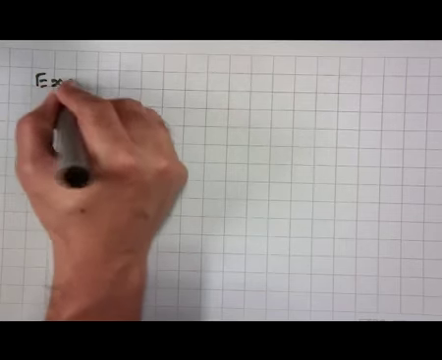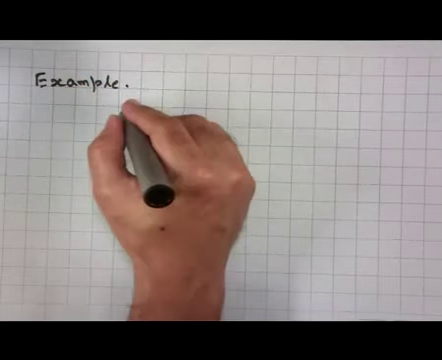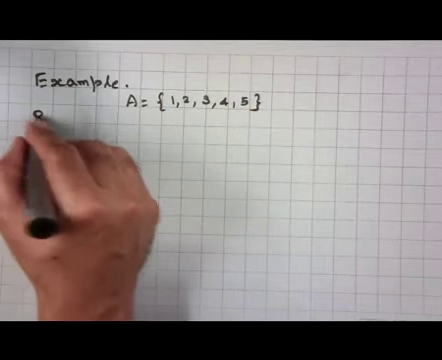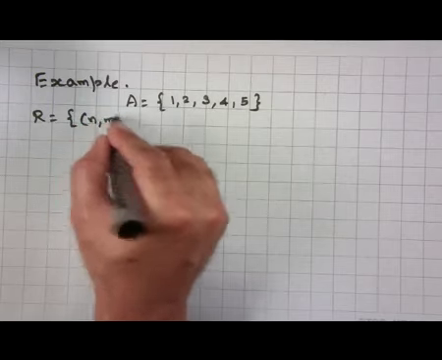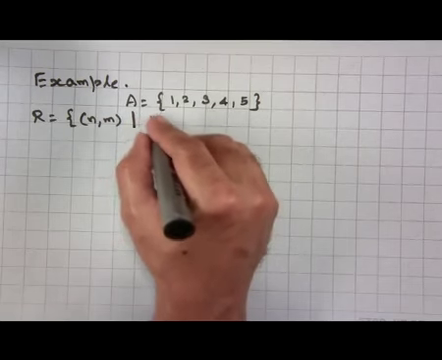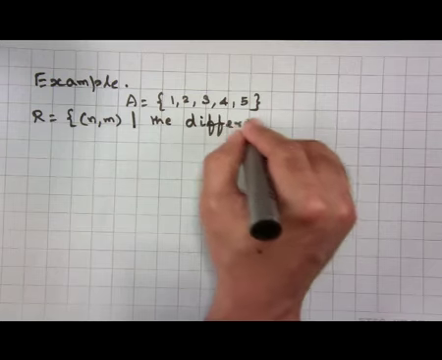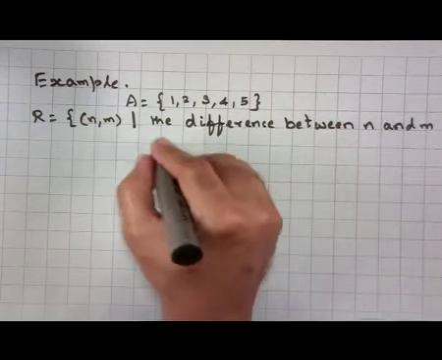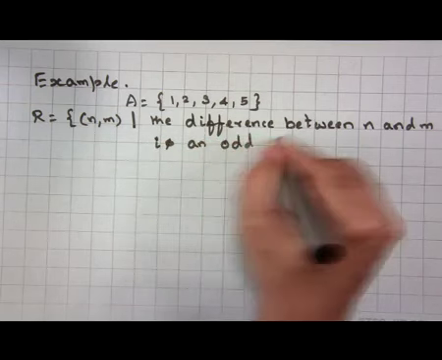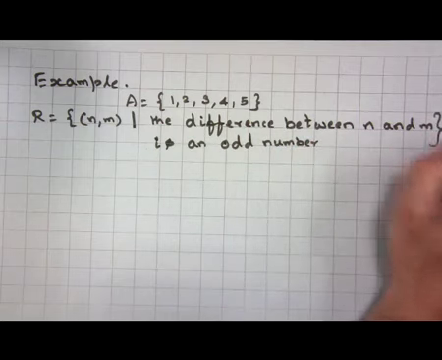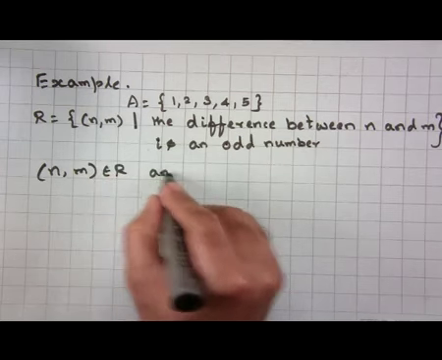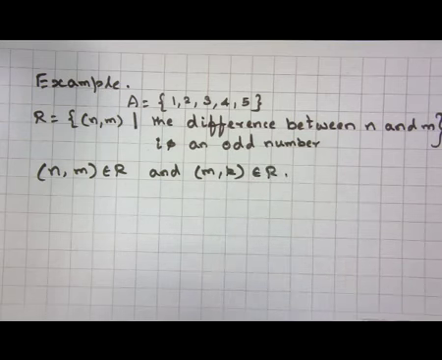Let us look at another example, the same thing that we had just a few minutes back. Let us have A as {1, 2, 3, 4, 5} and R is all those (n, m) with the condition that the difference between n and m is an odd number. Now, here suppose the pair (n, m) is in R and (m, k) is in R. Now, what can we say about n and k? This is the question.